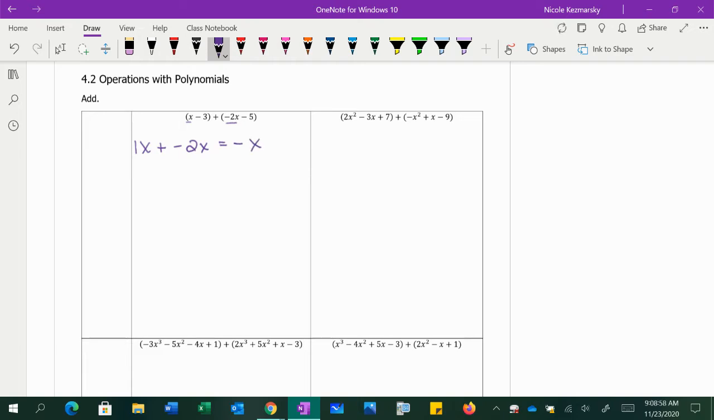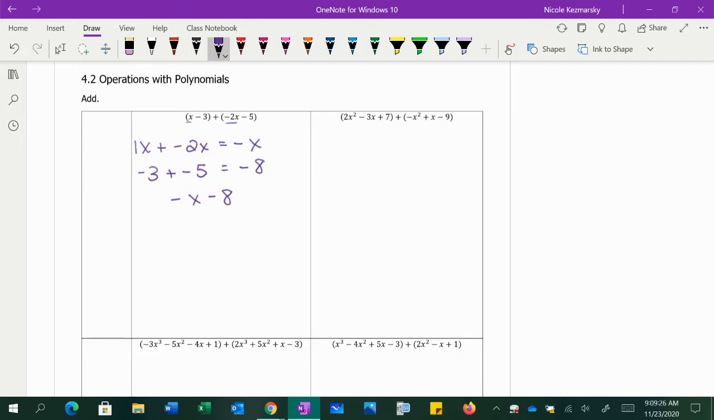I'll do the same thing for the terms that didn't have an x, for the constants. So I'm going to do negative 3 plus, because we're adding, negative 5. And negative 3 plus negative 5 is negative 8. And then I take both of those values and I put them back together. The negative x goes first, and the negative 8 goes second. And that's my answer.